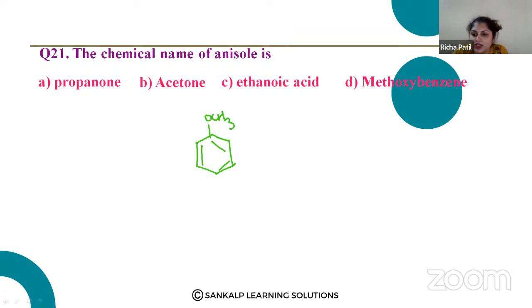Yes, Nandish, Harshita. Yes, Ravi Kumar, correct. It is D. D is the correct answer. This is a methoxy group and this is benzene, right? So it is methoxybenzene. The correct answer is methoxybenzene. Yes, many of them have answered.